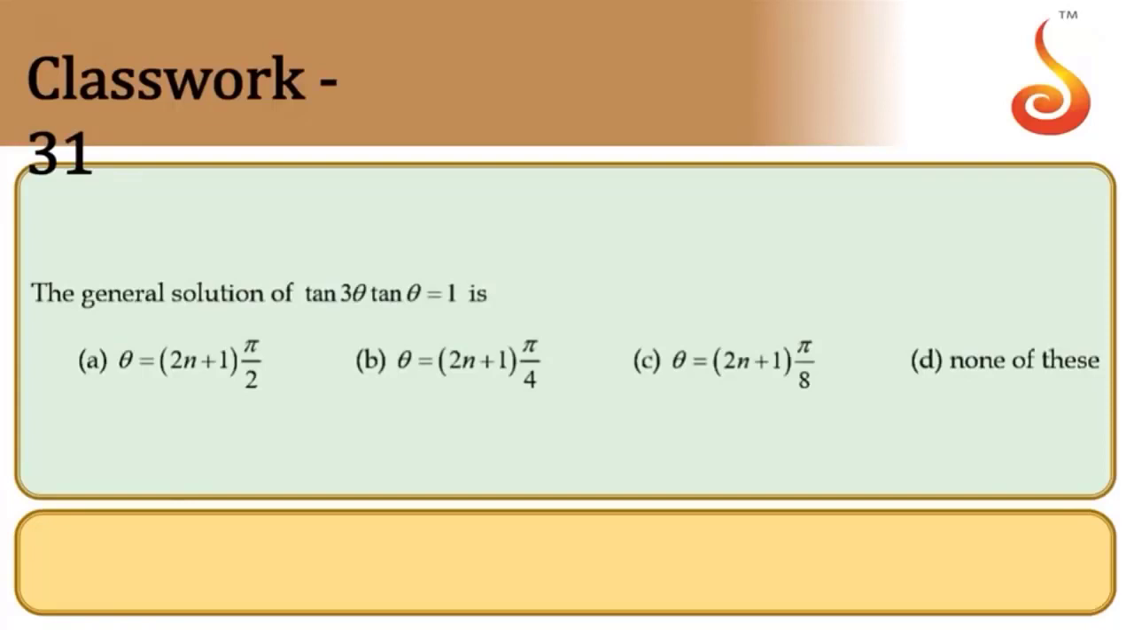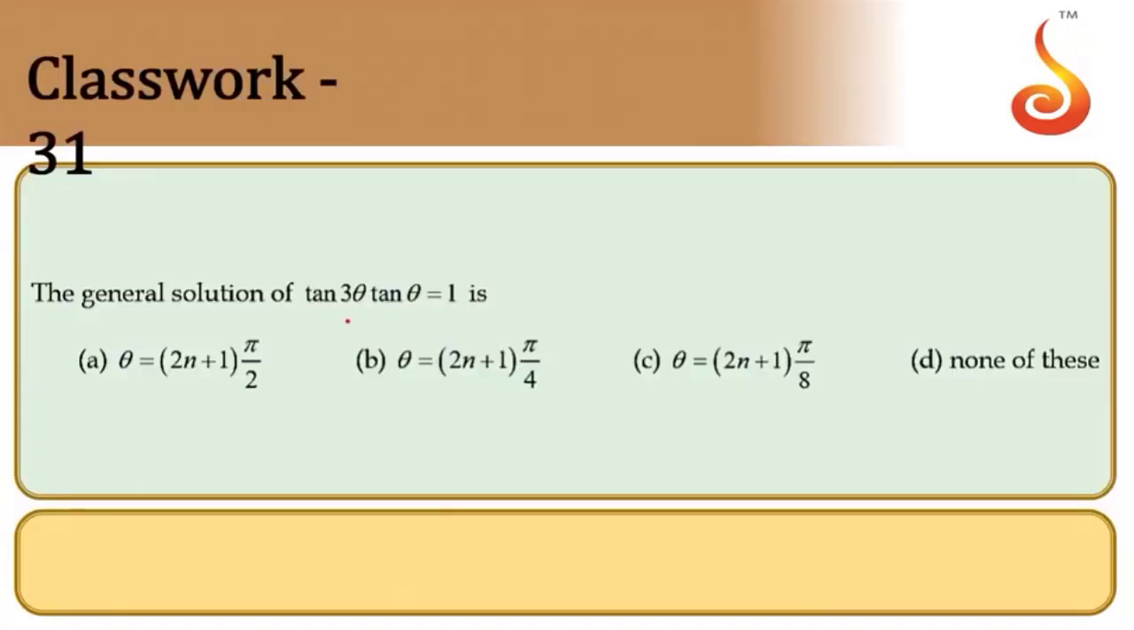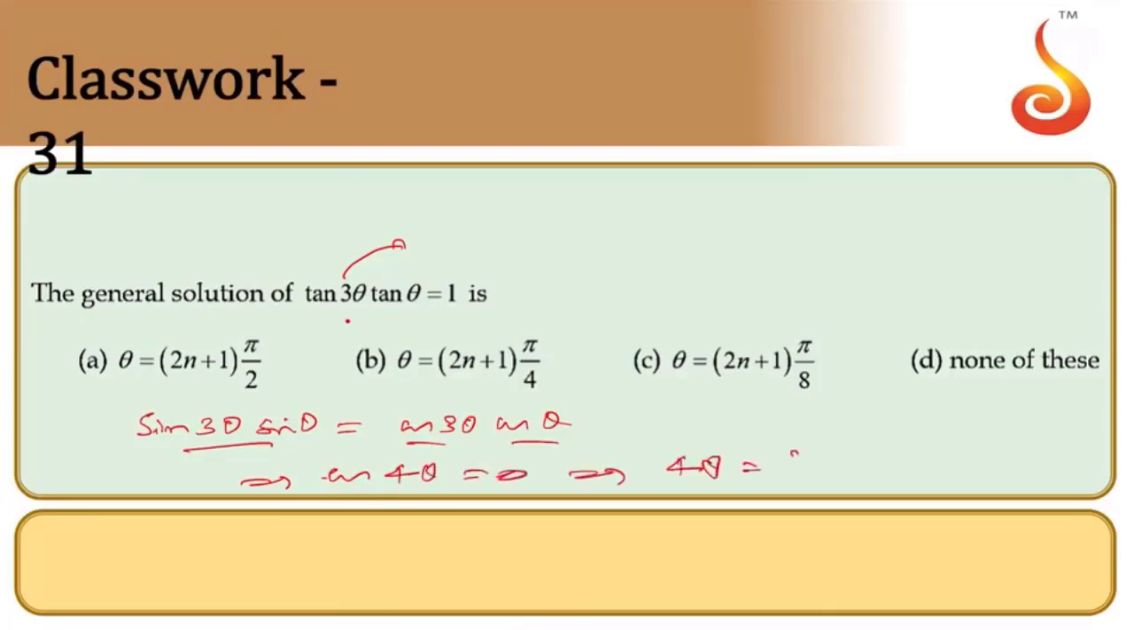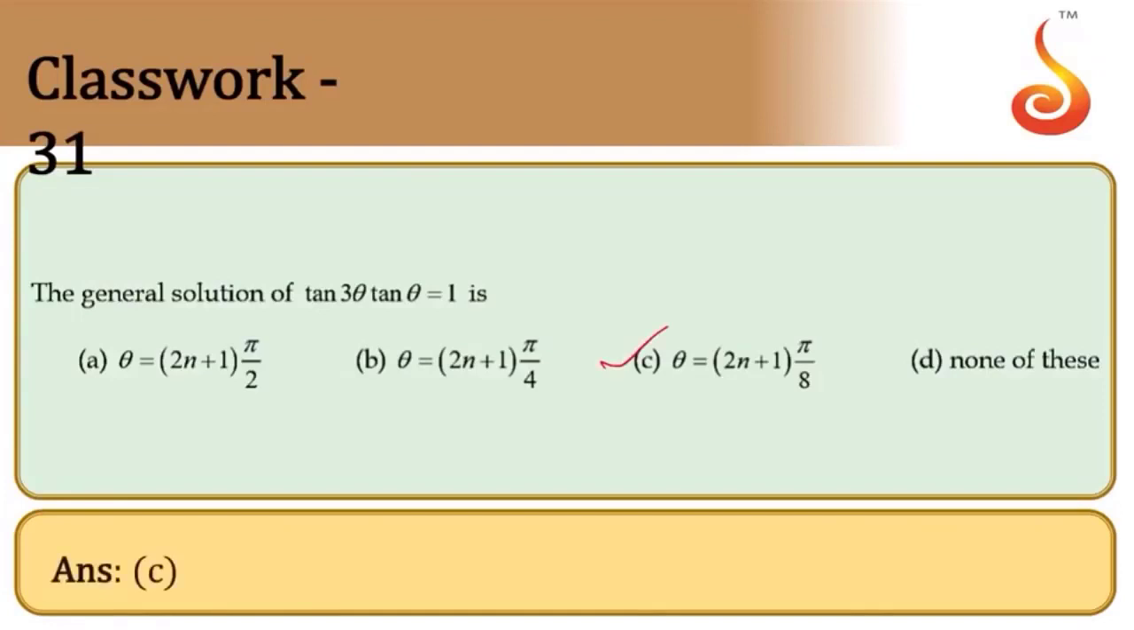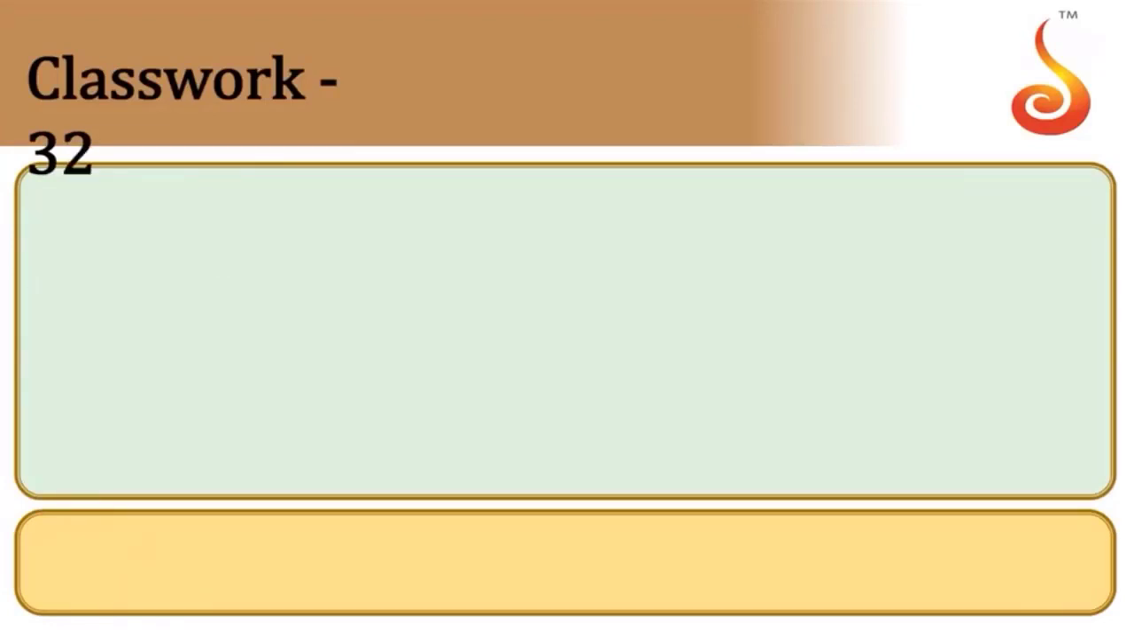So now let me consider some of the problems related to the general solution. So let's proceed. For the first question, tan 3 theta and tan theta is equal to 1. If we write it in terms of sine and cos, sine 3 theta multiplied by sine theta is equal to cos 3 theta multiplied by cos theta. So from here, cos A cos B minus sine A sine B, it is cos 4 theta is equal to 0, and therefore 4 theta should be odd multiples of pi by 2. So theta must be equal to odd multiples of pi by 8, which will be the solution for the problem. So the answer is odd multiples of pi by 8.